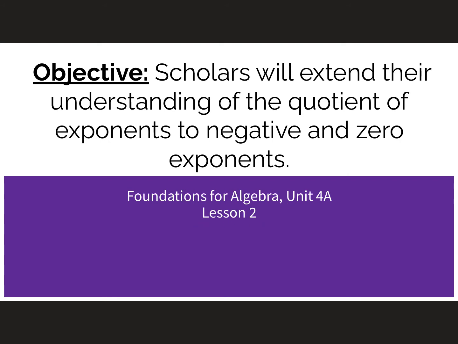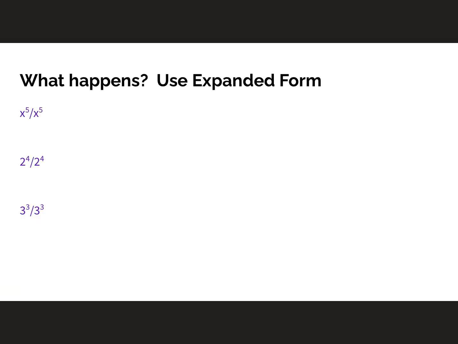Today, scholars will extend their understanding of the quotient of exponents to negative and zero exponents. So in the past, we've only had positive exponents. Now we're adding zero and negative exponents. So what happens? We're going to use the expanded form to see exactly what happens here.